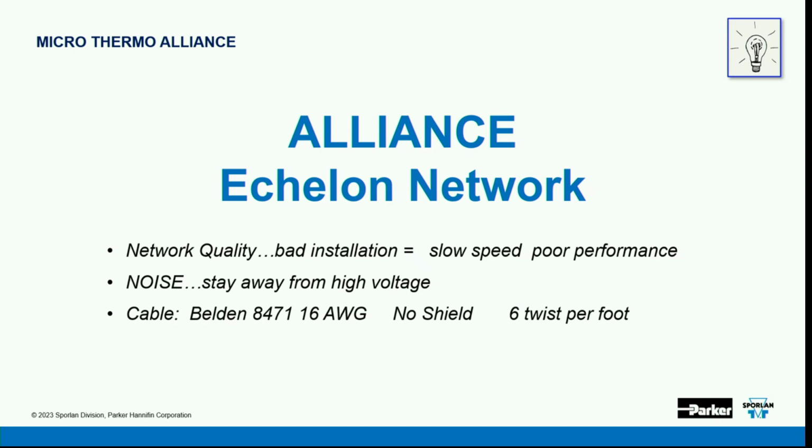And for us, the big takeaway, please write this down. This is an Echelon Belden 8471. It's 16 gauge, non-shielded wire, minimum 6 twists per foot. The actual twists is what gets you the shield against the EMF noise. People put a shield wire in an Echelon system. It's like a big antenna. It'll actually pull noise into the system.